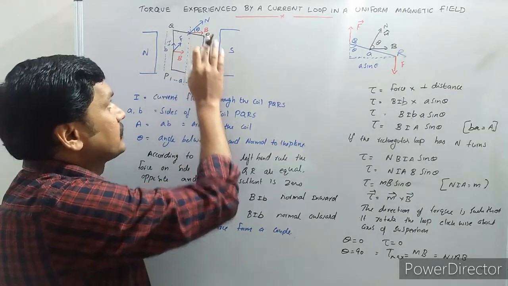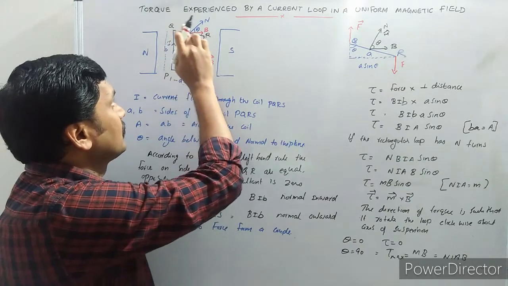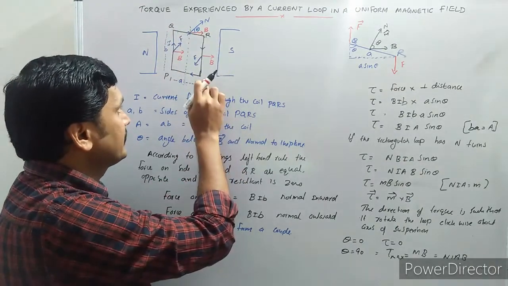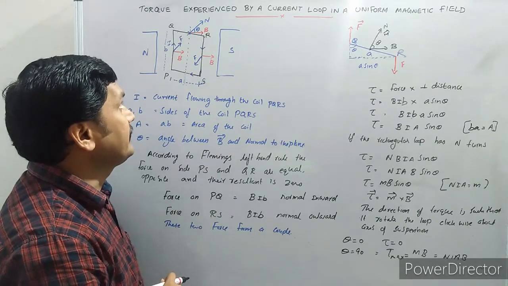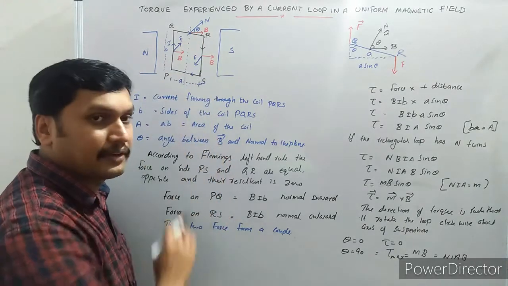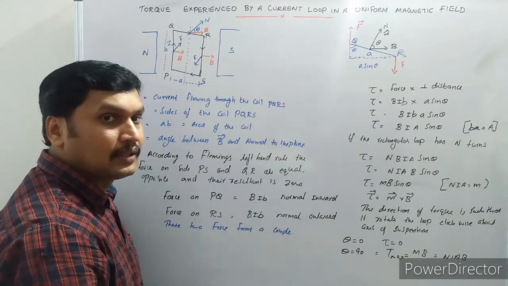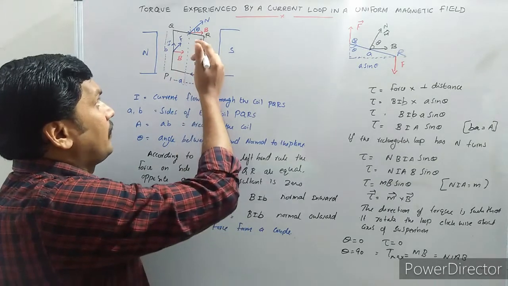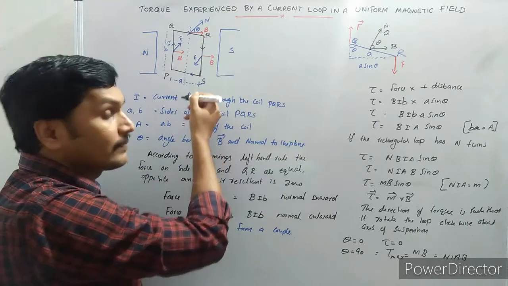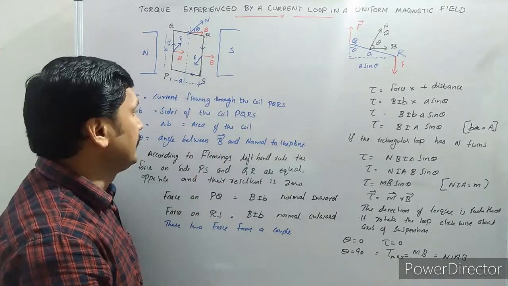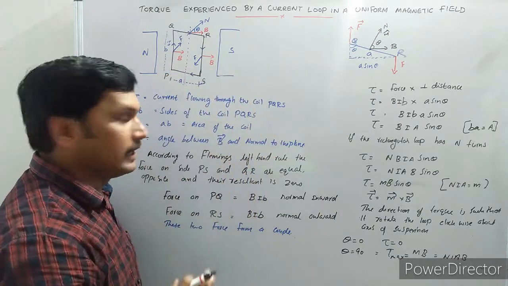A current I is passing through this rectangular coil in this direction, from P to Q, Q to R, R to S, and S to P. You can say in clockwise direction. The coil is placed in a uniform magnetic field. This is the axis of the rectangular coil, an axis which is passing through the center of this rectangular coil.